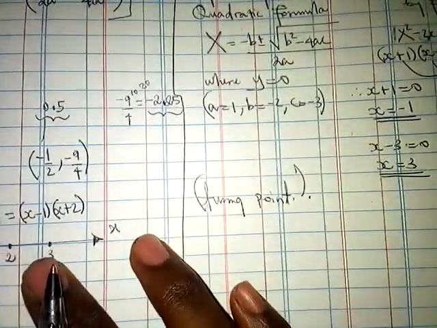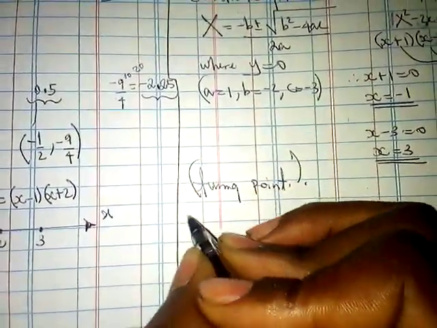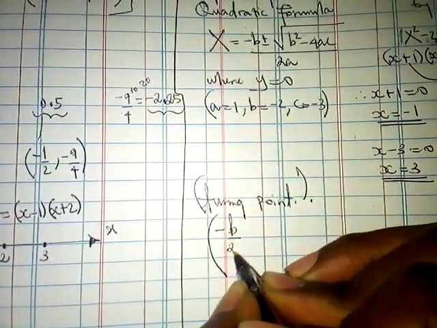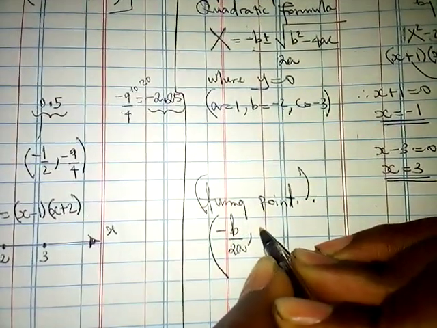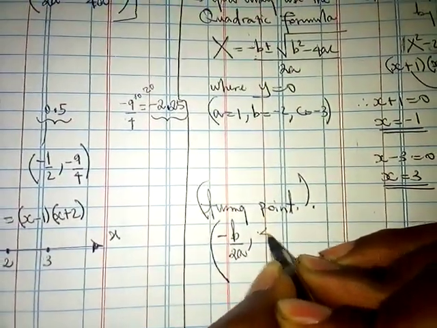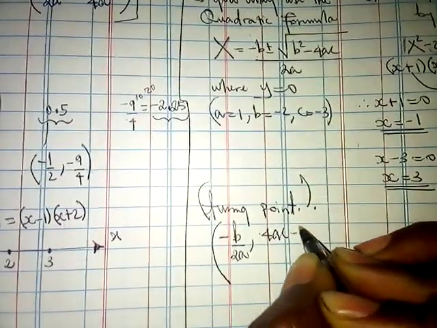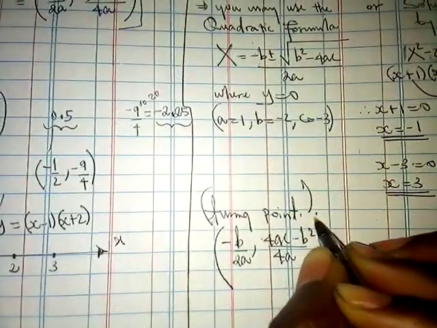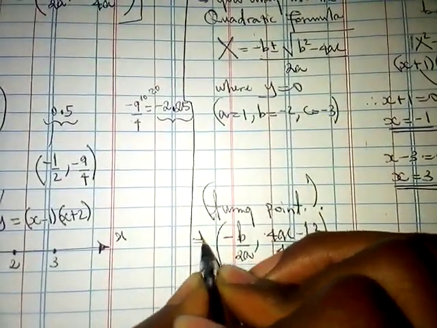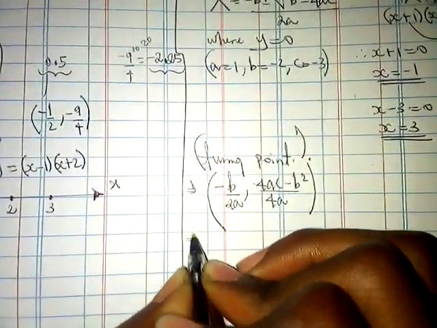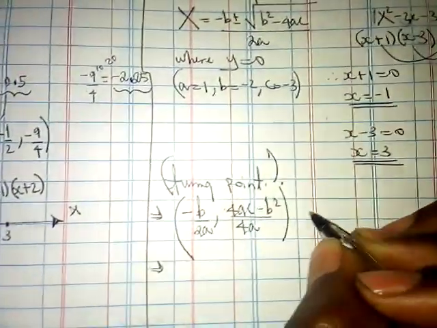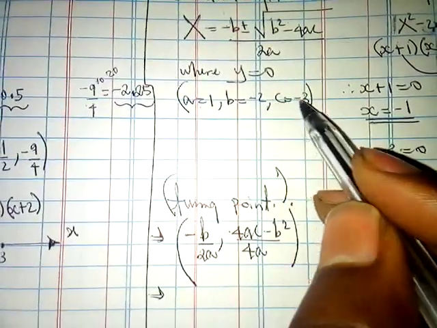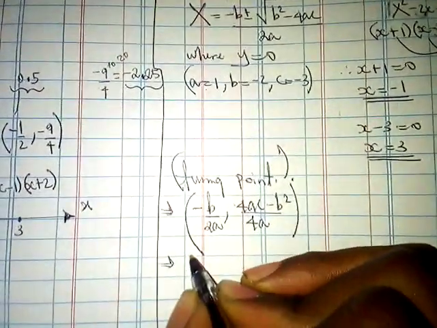Now, when determining our turning point here, I'll use this direct one: negative b over 2a, and then 4ac minus b squared over 4a. Let's use this one. According to what we had analyzed, a was 1, b is negative 2, and c is negative 3. So this is going to be like this.